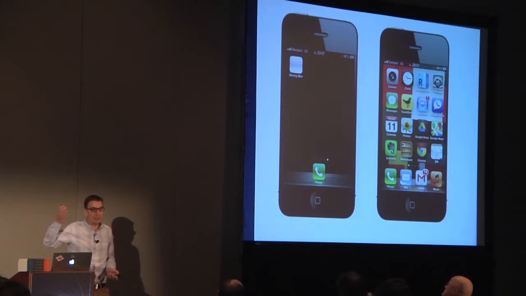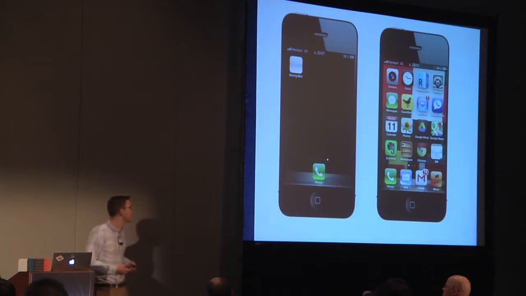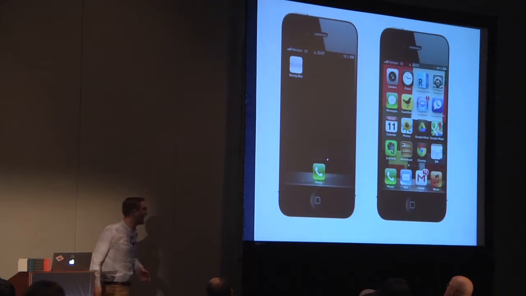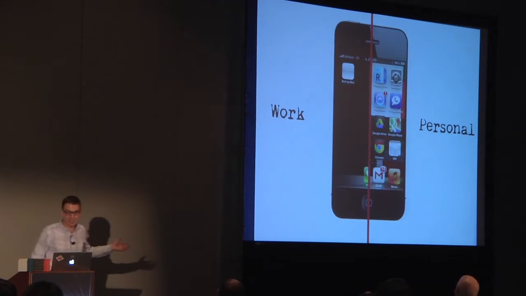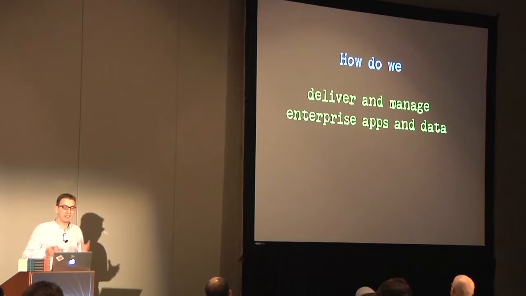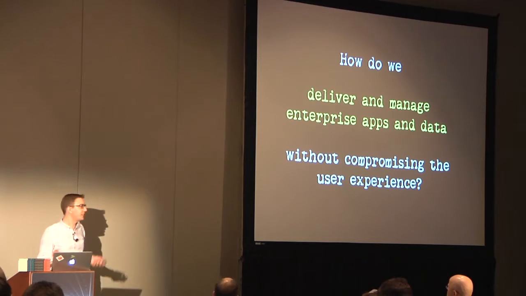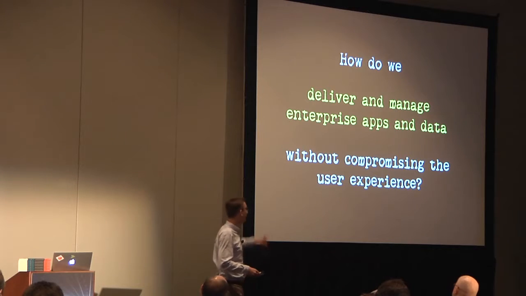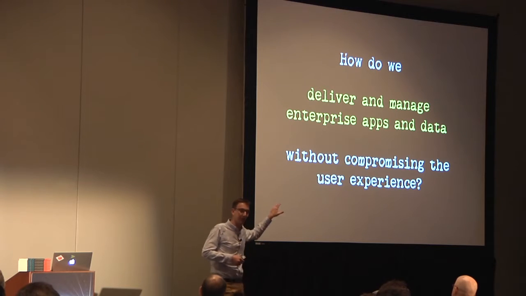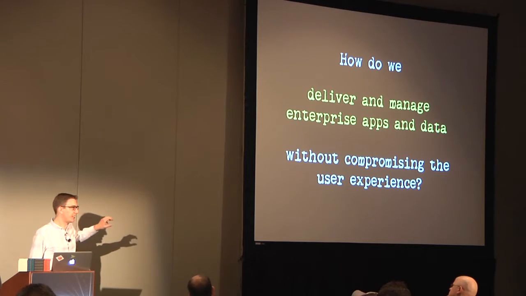So what we need to do, there are multiple parties that have horses in the race here, and we need to figure out how to make both of those sides happy. We need to figure out how to deliver and manage the enterprise apps and data, and we need to do that without compromising the user experience. And without compromising the user experience, that goes both for their personal apps, and also for the enterprise data that we're delivering for them, and that's where it gets difficult, as we'll see in a little bit.